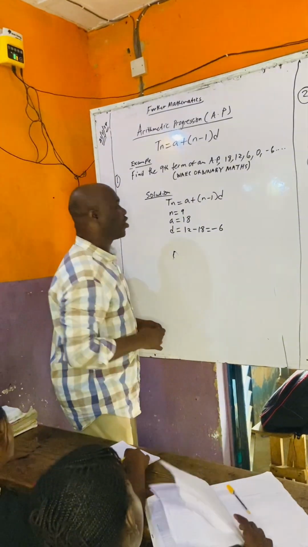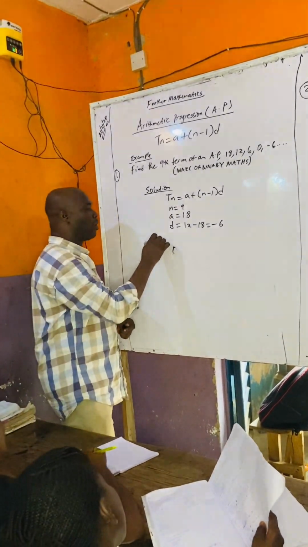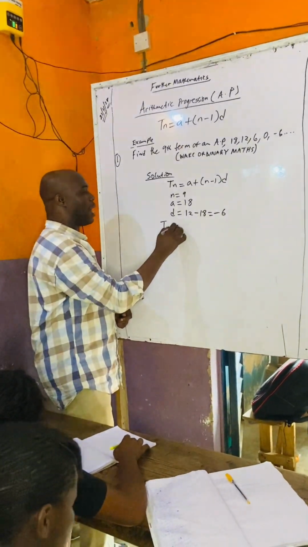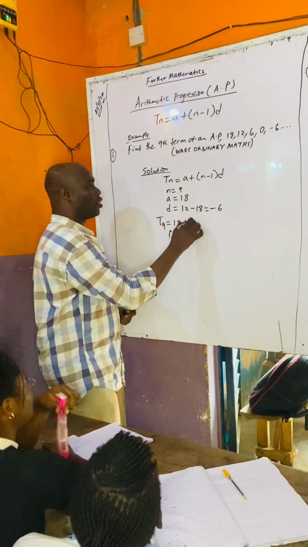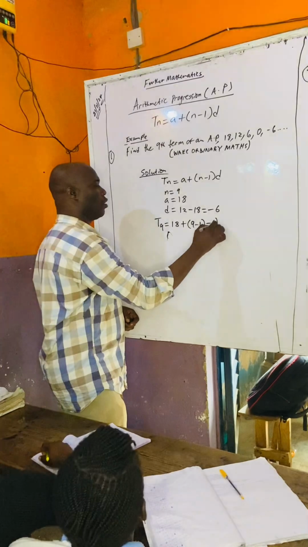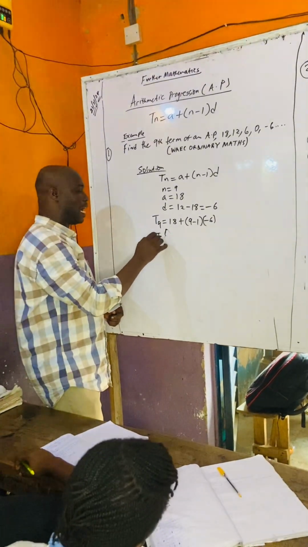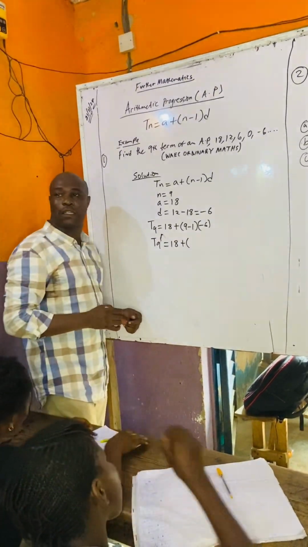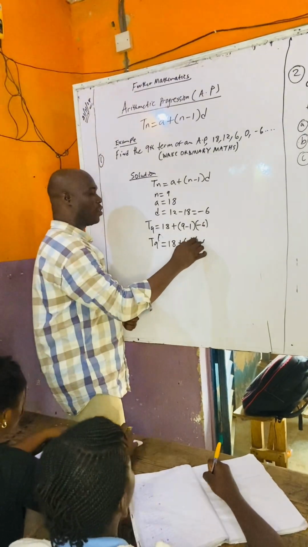Alright, good. So now let us put all this on there. With the formula, we are looking for Tn. Our n is 9. Equal to our a, 18, plus 9 minus 1. Our d is minus 6. You can put this in the bracket. Are we together? So this is T9 equal to 18 plus 9 minus 1, 8. Meaning this 8 and a minus 6.